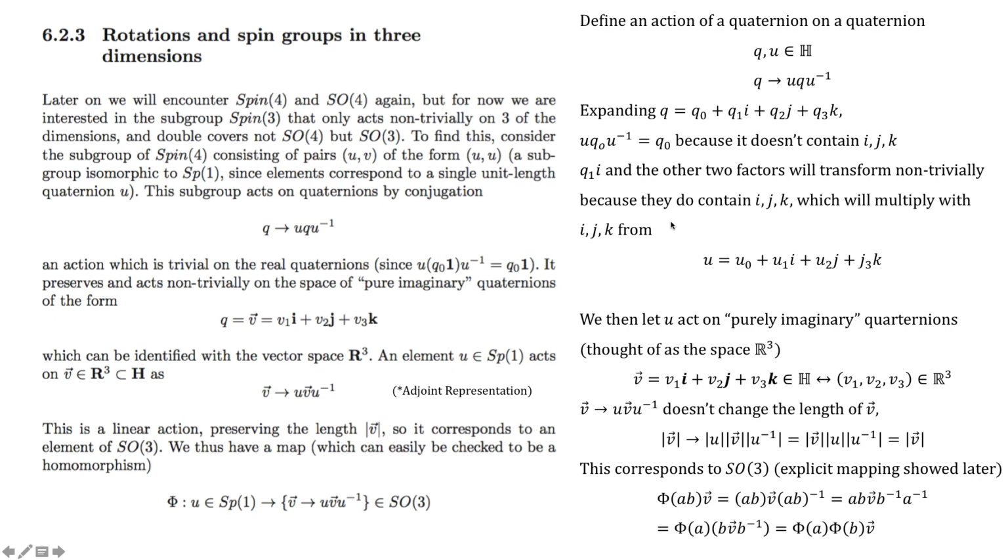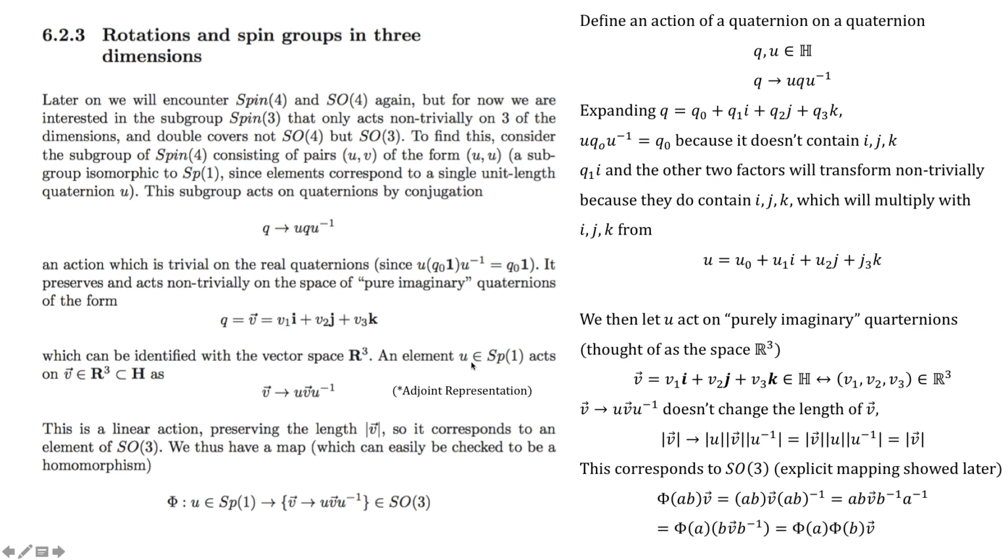The author first begins by defining the conjugation action on the quaternions. Here, Q and U are elements of the quaternion set. We define the action of U on Q to be U times Q times the inverse of U. We then realize that if we expand Q out in its real and imaginary components, the imaginary being the ijk components, the real part doesn't get altered by the conjugation action. This motivates us to let Q be a purely imaginary quaternion, as seen over here, denoted by V arrow. We can then redefine U to be an element of SP1.